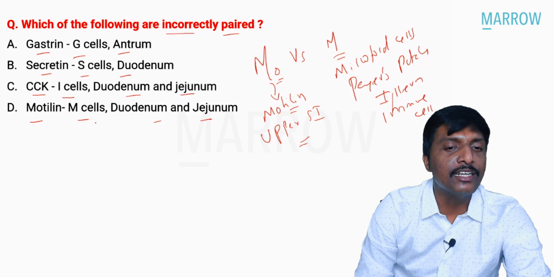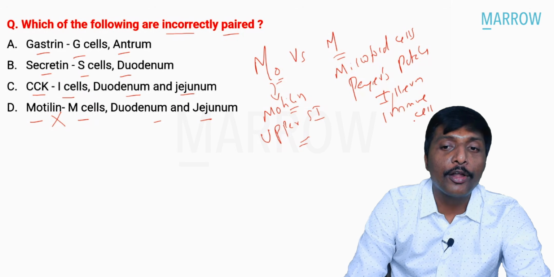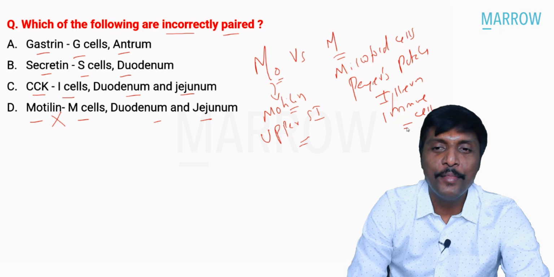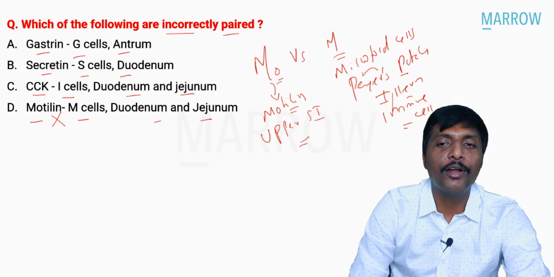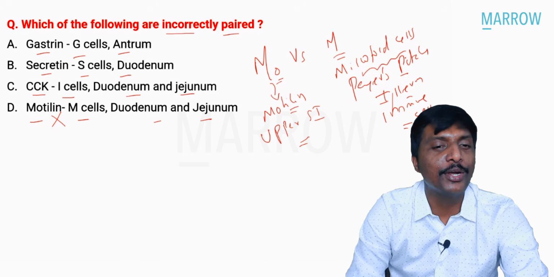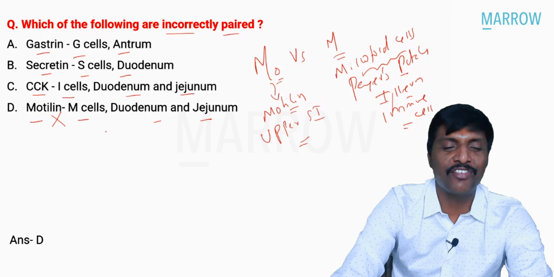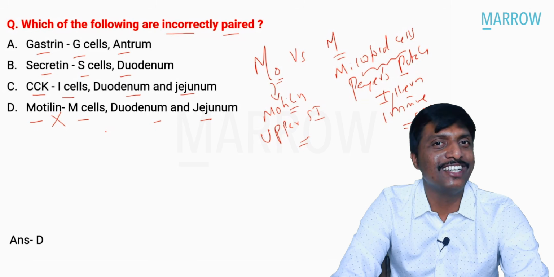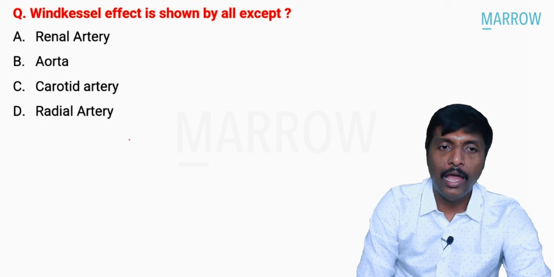This M cells does not produce motilin. This M cells are immune cells having immune function, antigen presentation. They are found in the Peyer's patches, particularly in the ileum. They are called as microfold cells. So it is not M cells for motilin, it should be MO cells. So which is incorrectly paired? Definitely option D. It is not M cells, it is MO cells. Very brilliant question. Next question.